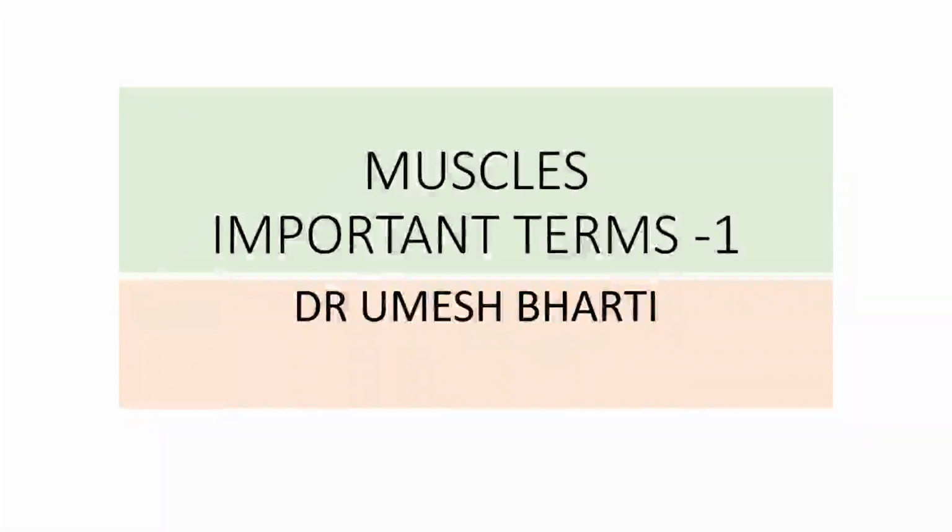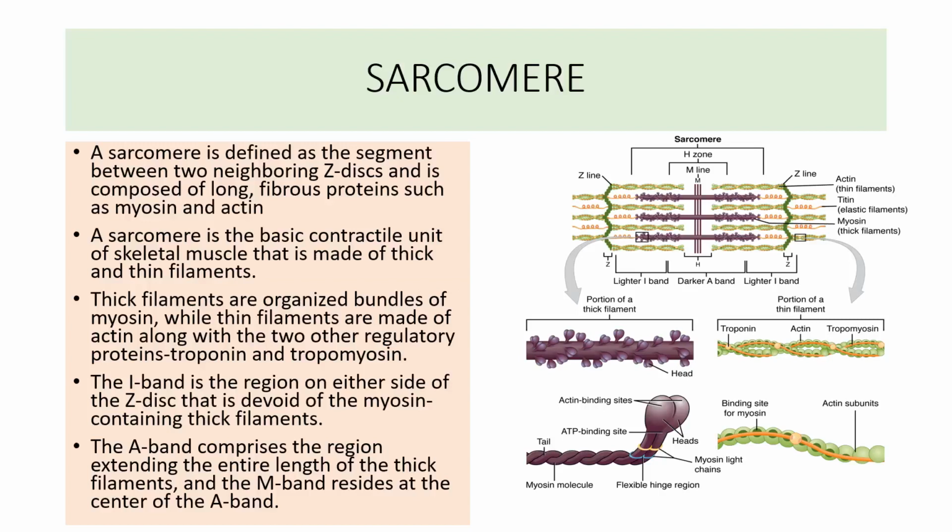Good morning, students. Today we'll discuss some important terms used in the process of muscle contraction. The first term is sarcomere. Sarcomere is the ultimate unit of contraction, or you can say it is the basic contractile unit of the skeletal muscle. It is defined as a segment between two neighboring Z lines, and it is composed of actin and myosin. The thin filament and the thick filament are part of the sarcomere.